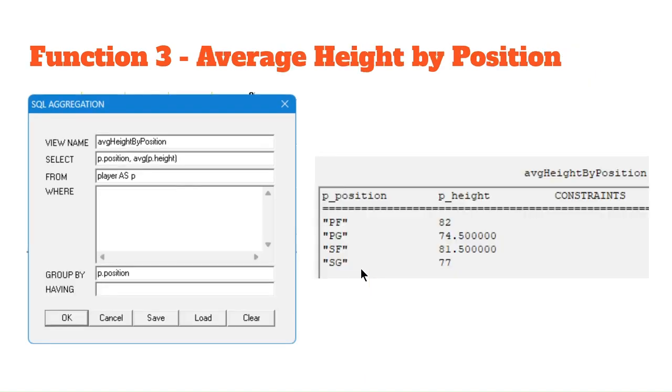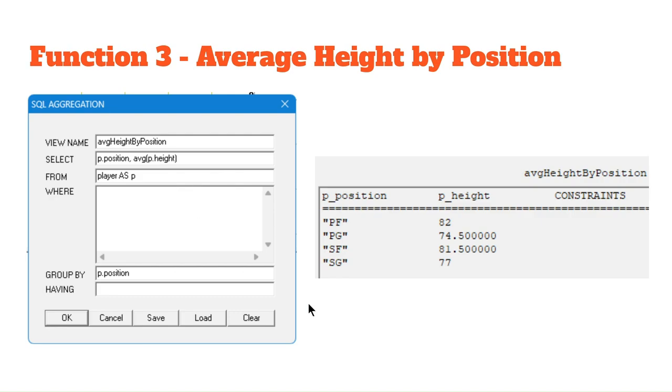And finally, alongside doing things with location and whether a player is inside or outside the 2-point area, we also came up with a function that we thought was pretty interesting: finding the average height by position. Because for some positions, we have multiple players, and some positions have only one player. So this was a nice, interesting query. This was an aggregation query instead of just a basic SQL. And we just selected P dot position and the average of P dot height, and we grouped it by the position.